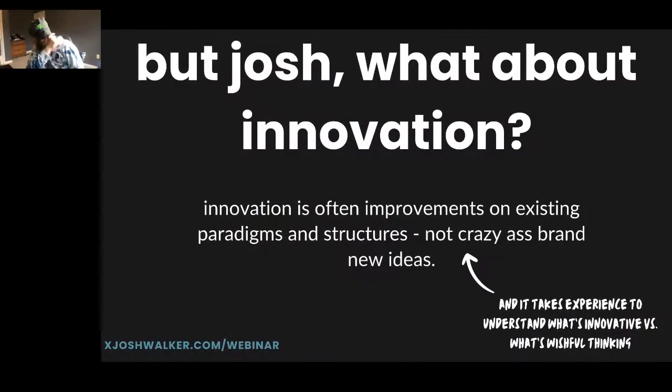Oh, before we get to that, I hear this objection pretty frequently: what about innovation? Like, I want to move the market. I want to create something totally brand new. Most innovation is often just improvements on existing things. It's improvement on existing paradigms and structures, not crazy brand new ideas that are way out of left field.